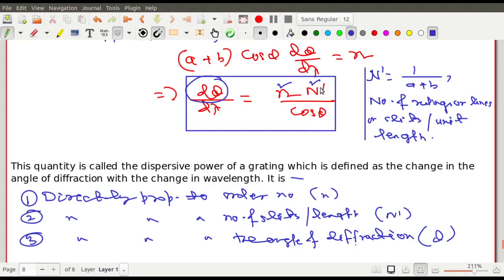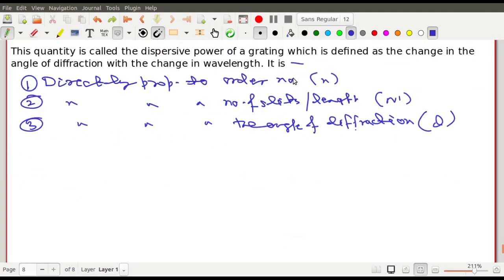So theta বাড়া মানে actually কি order numberটা বাড়বে, you are moving away. So that is very obviously n and theta they are connected, এই দুটো তো connected. So you must follow up the higher orders, third order, fifth order, like that, and more number of lines must be present in the grating. So that is what I actually need to discuss.